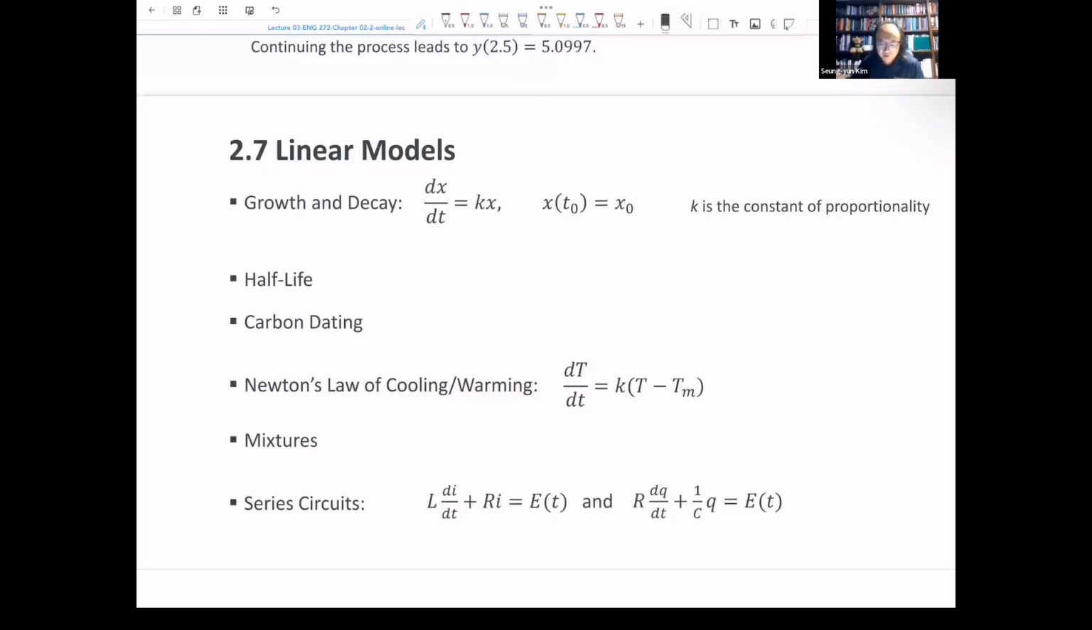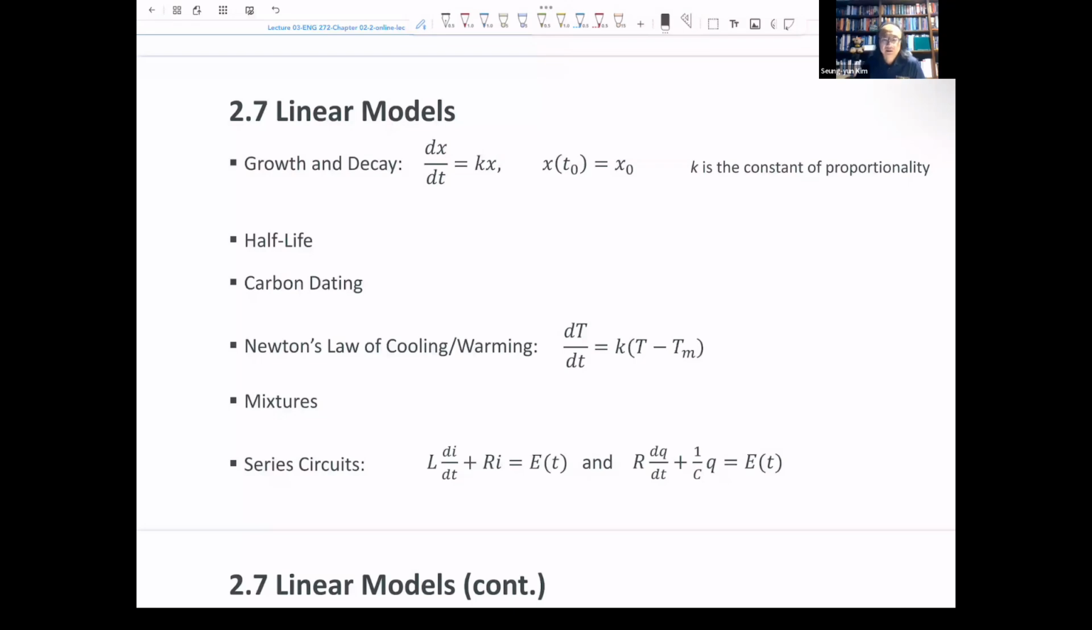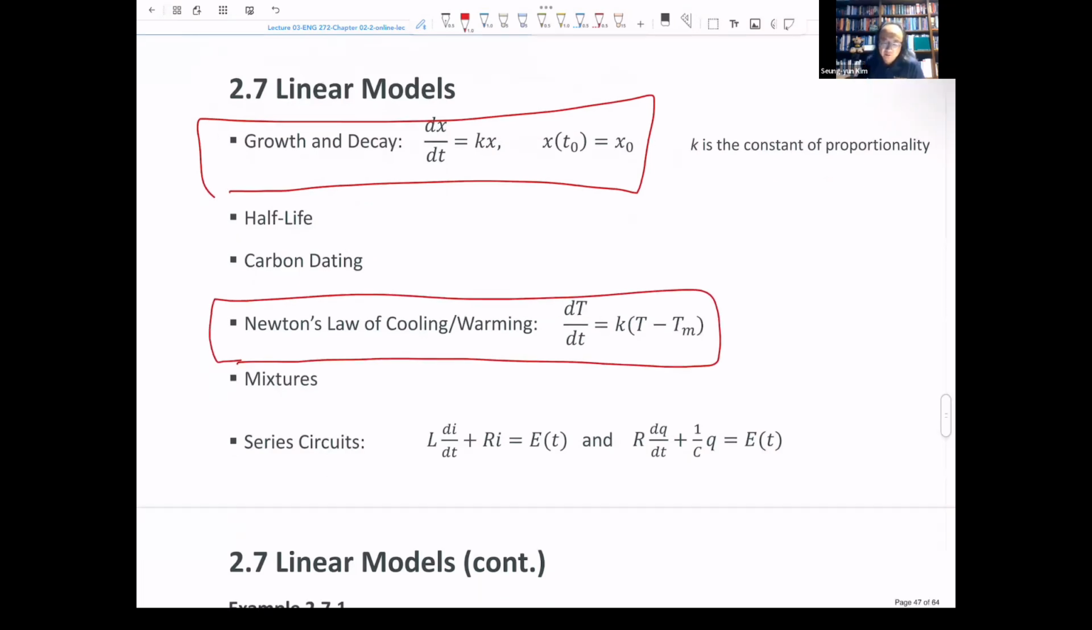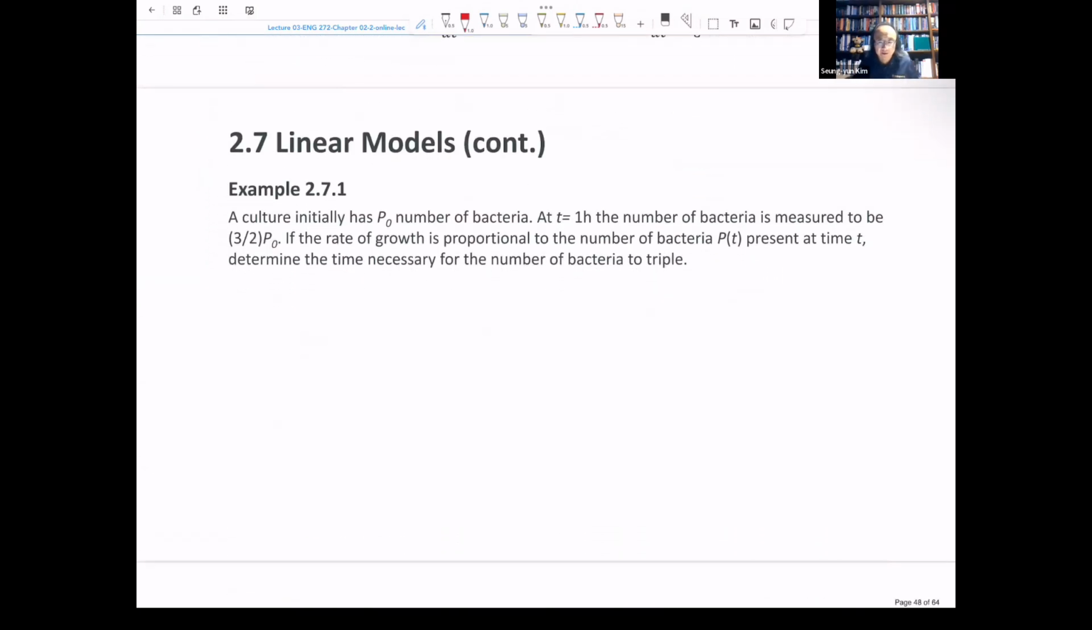So the last section we're going to talk about in this chapter is 2.7, linear models. In the linear models, the book talks about several things, but we're going to talk about only two for this class: growth and decay, and then Newton's law of cooling and warming. You are given the growth and decay linear model as dx over dt equals kx, and you will be given an initial value, x(t naught) equals x naught. So let's work on this.